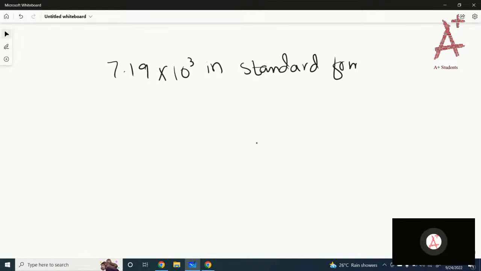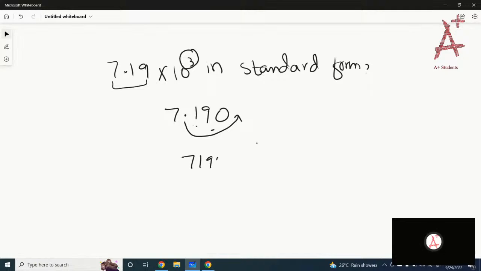So the exponent of 10 tells you how many decimal places you have to move right in this number. Got it? So here you have 3. That means you have to move the decimal point 3 places right. You have only 2 decimal places, so just add a 0 to make them 3 places. So you have to move the decimal point from here to here. So it is then 7190. Got it? Select the correct option and click on the OK button so that we can go to the next question.